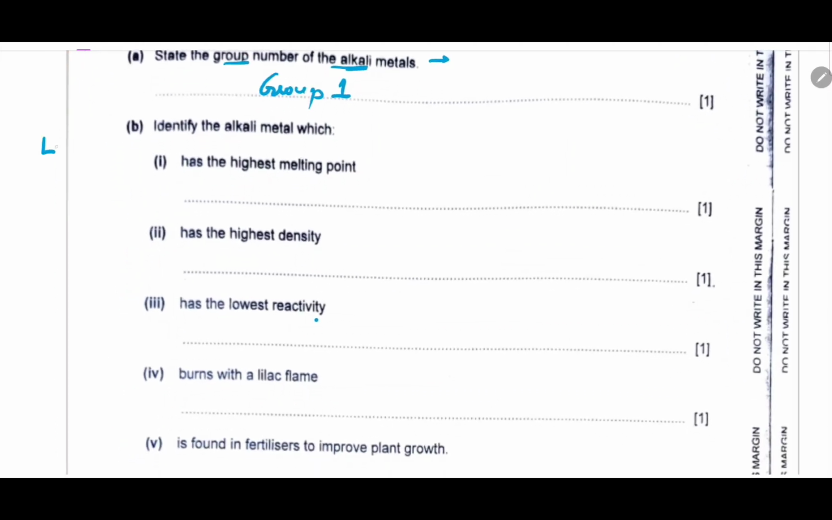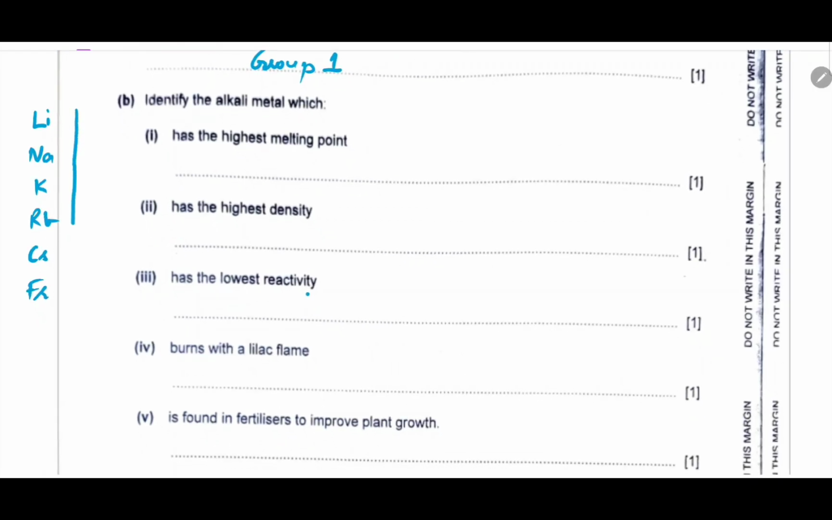Alkali metals are lithium, sodium, potassium, rubidium, cesium and francium. As we move down the group, that is from lithium to cesium, francium, the size goes on increasing, and due to the increase in size, the strength of the metallic bond goes on decreasing. Hence, the melting point will also go on decreasing. Therefore, the highest melting point will be of lithium.